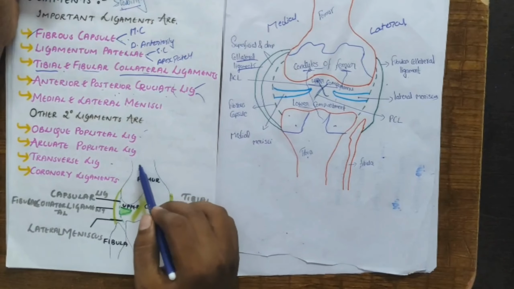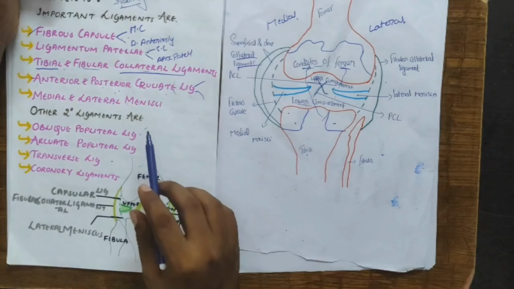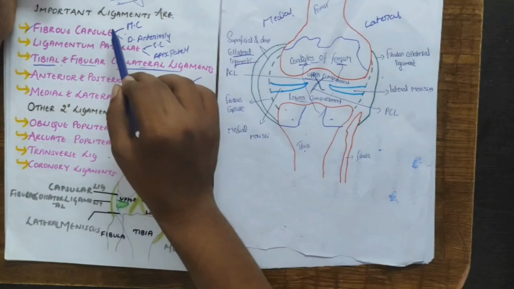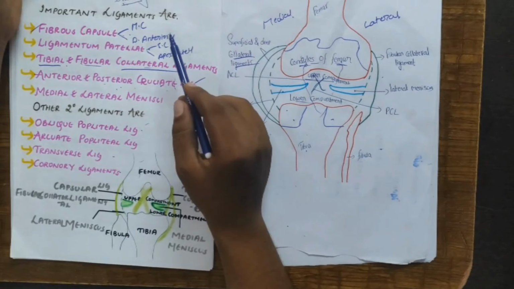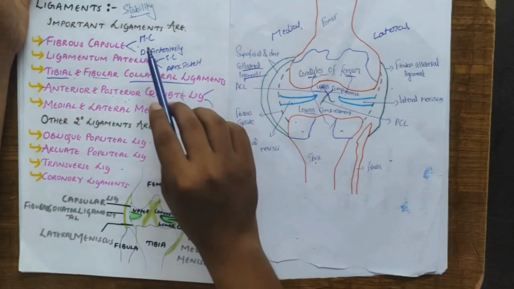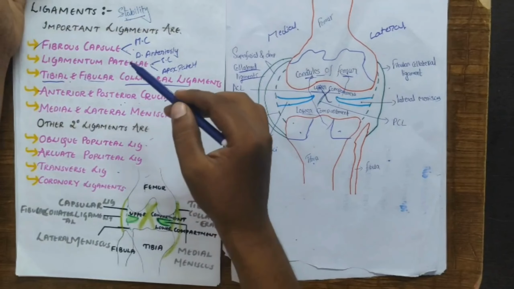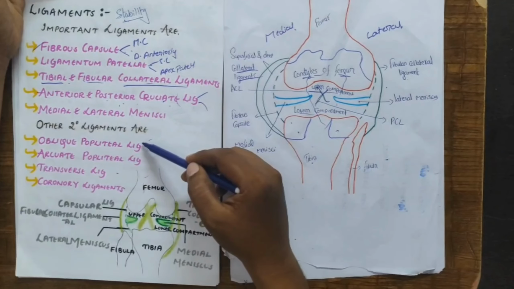And these are the secondary ligaments of the knee joint. We have to mention at least 2 points about each primary ligament in examinations. This is all about the ligaments. I repeat again, ligaments provide stability. There are some primary ligaments and there are some secondary ligaments.